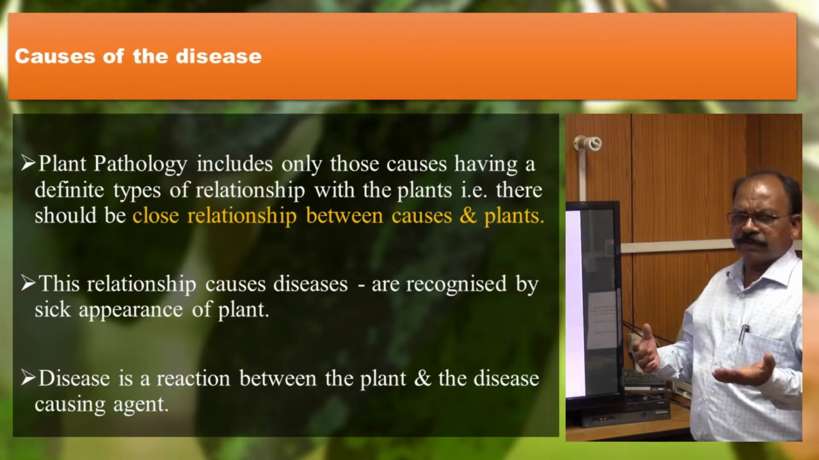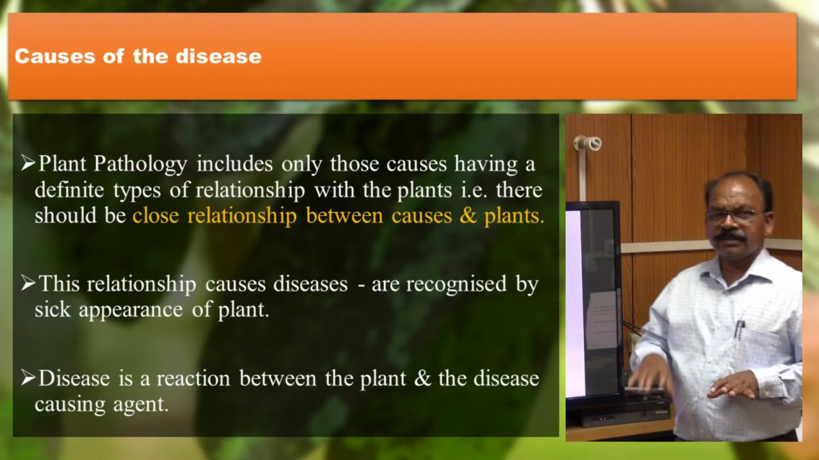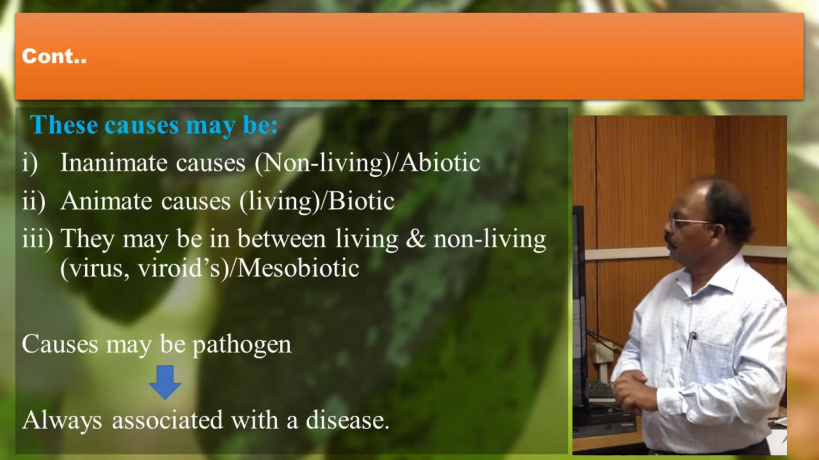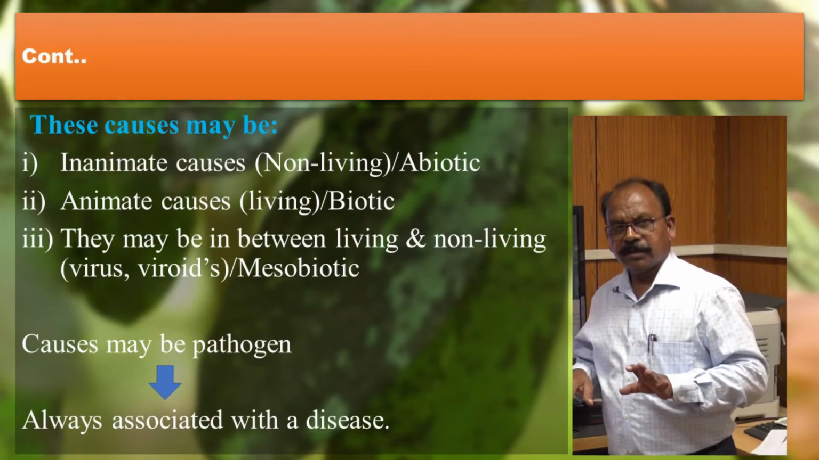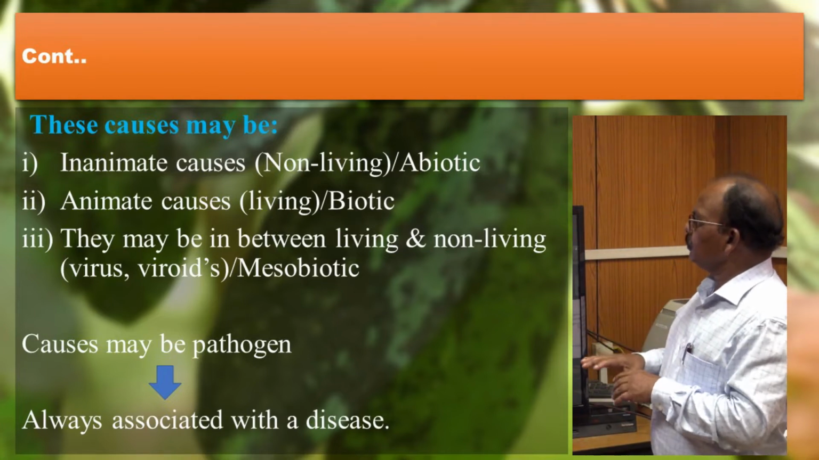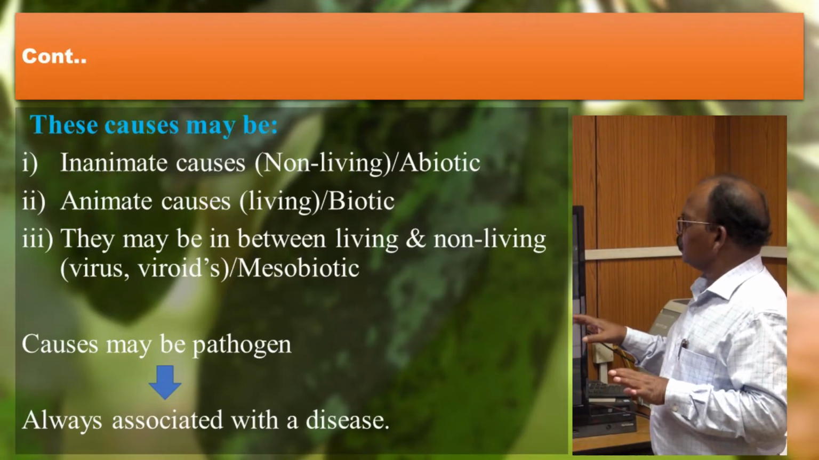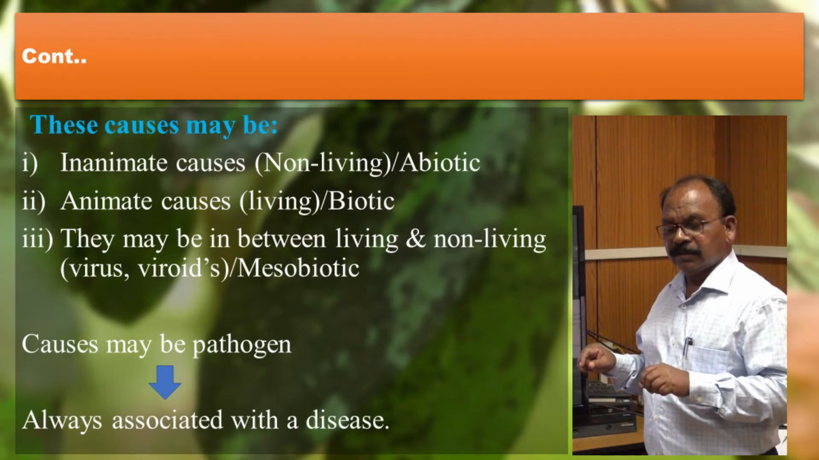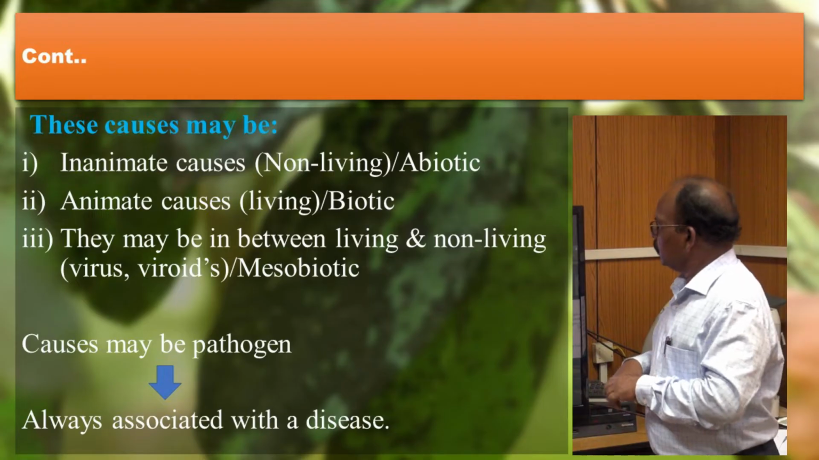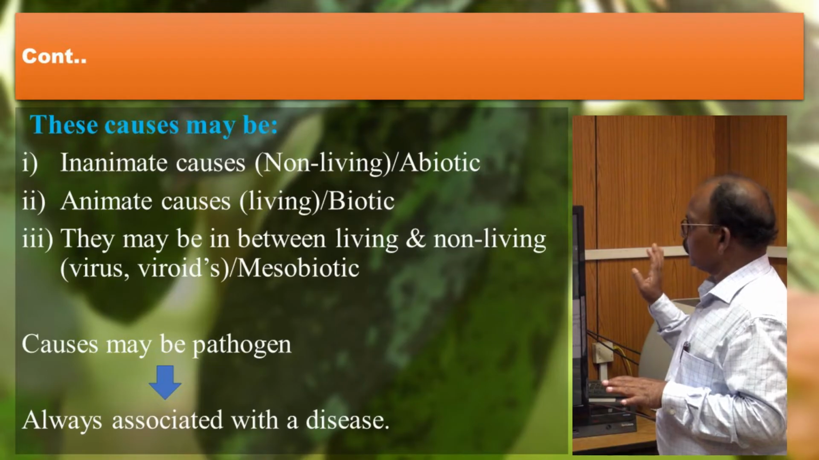And diseases, how do you identify the disease? Diseases are recognized by the sick appearance of the plant. Disease is a reaction between the plant and the causes. The causes are generally categorized into three groups. The first group is inanimate causes or abiotic factors. These factors include non-living things such as air pollutants, nutrient deficiency, soil factors. All these come under the inanimate causes or abiotic factors.